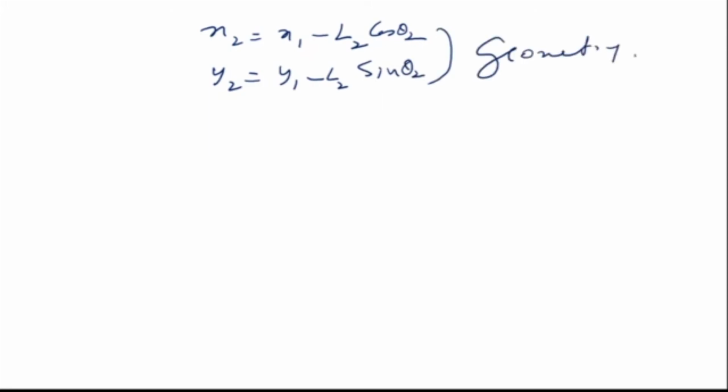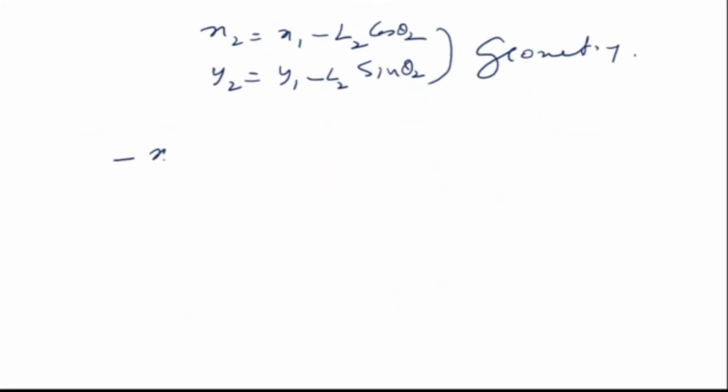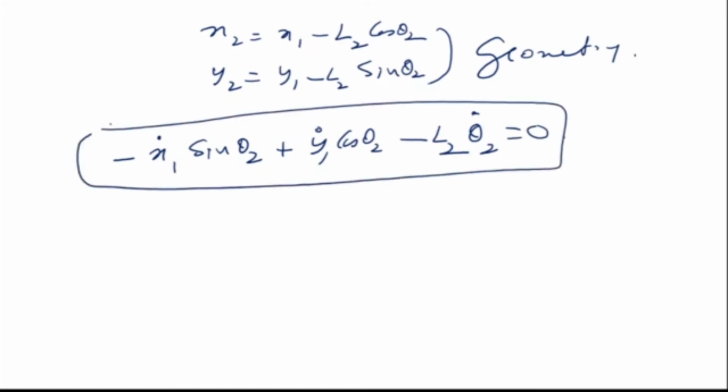Okay. Now, if I differentiate and add to the first equation, that is equation 1, then combining these equations, we get x1 dot sine theta 2 plus y1 dot cos theta 2 minus L2 cos theta 2 dot is equal to 0. Okay, combining these equations, this is what we get.